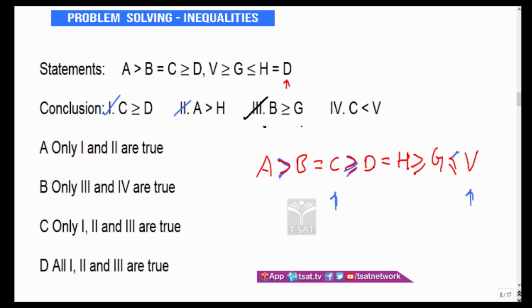See here, between V and G there is a greater symbol as well as a less than symbol. When between C and V you have two opposite signs, that is greater than and less than, obviously this particular conclusion becomes wrong. So our answer will be conclusions 1, 2 and 3. So our answer is option C, that is only 1, 2 and 3 are true.